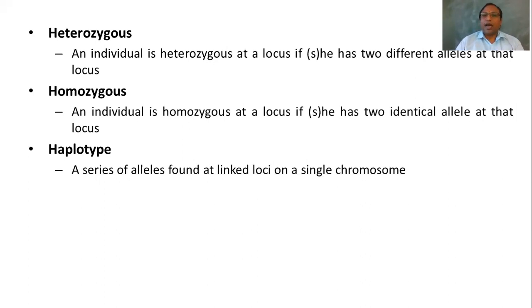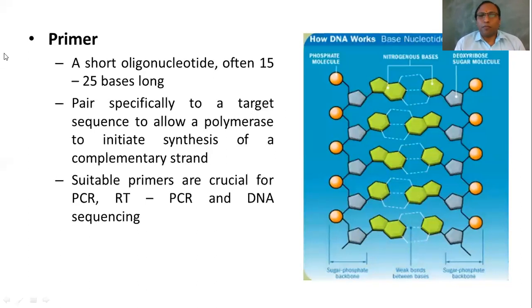Then haplotype. Haplotype means a series of alleles found at linked loci on a single chromosome. That is, in a single chromosome, if it is linked, if it is joined nearby, we can say that is a haplotype.